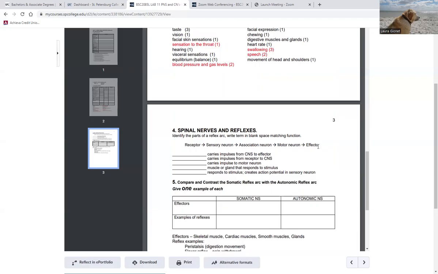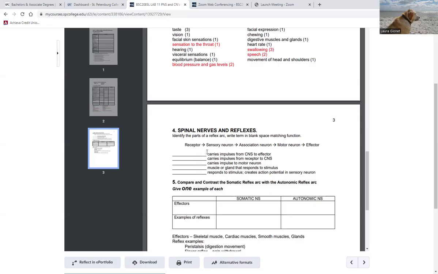Okay, so I put them in the proper order. You have 5 components of a reflex arc: receptor, sensory neuron, association neuron, motor neuron, and effector. So you can do this either way. You can write in each term next to each definition of the component of the reflex arc. Or maybe you can just write 1 over receptor, 2 over sensory neuron, 3, 4, and 5 respectively, and then just write 1, 2, 3, 4, 5 next to the particular statement. It's entirely up to you.